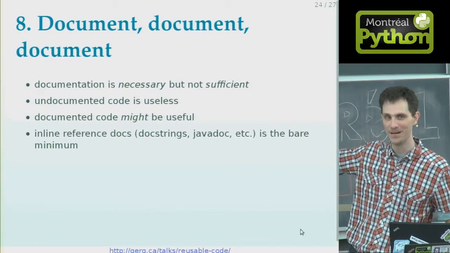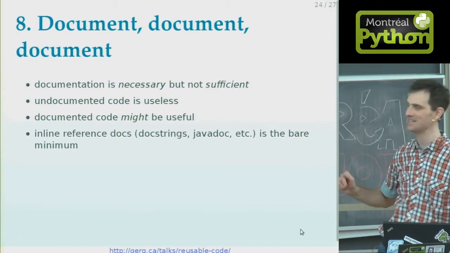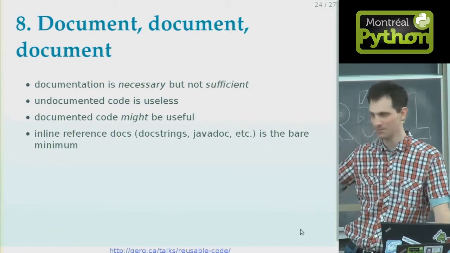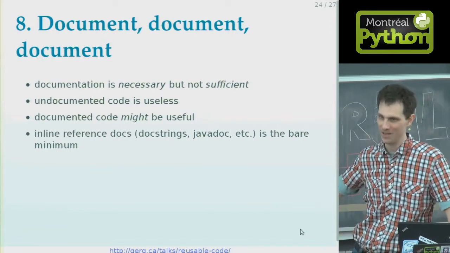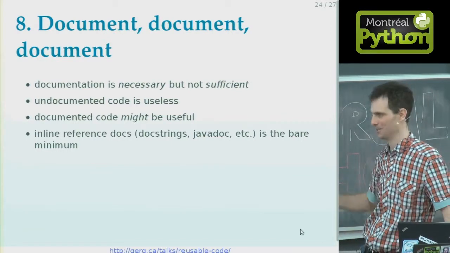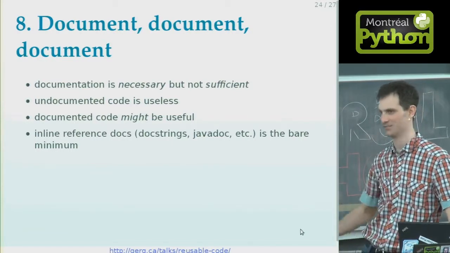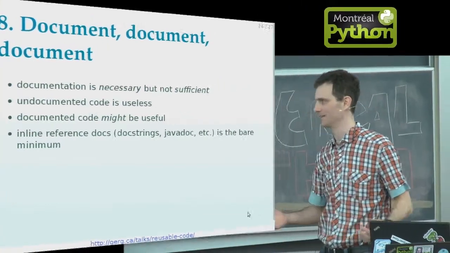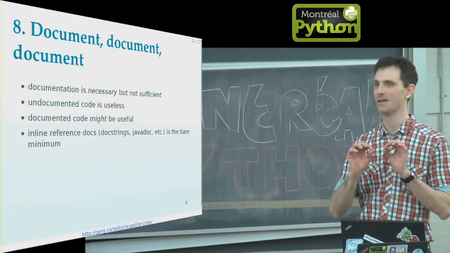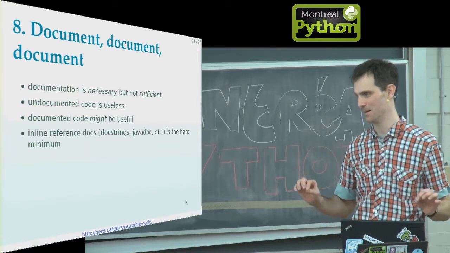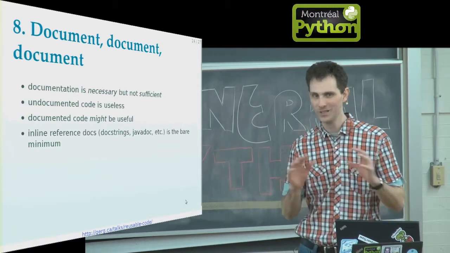By the way, the bare minimum documentation these days is inline reference documentation: docstrings in Python, Javadoc in Java, Godoc in Go. Every language these days has some sort of syntax for inline reference documentation, which is, repeat, the bare minimum. Really, I need more than that.